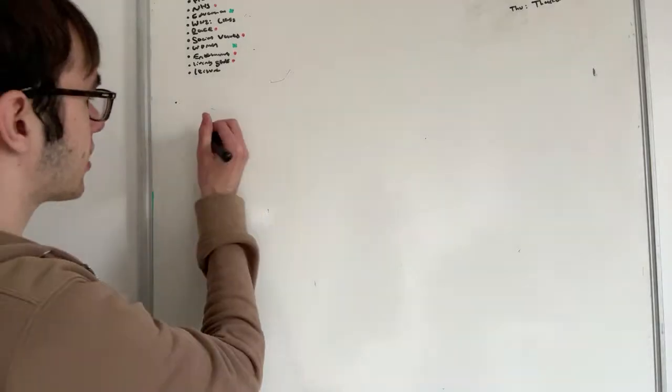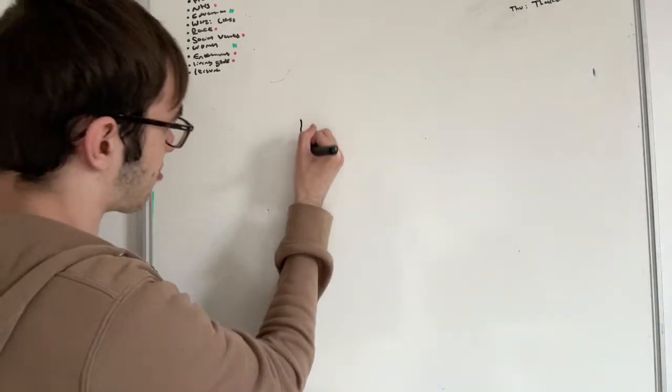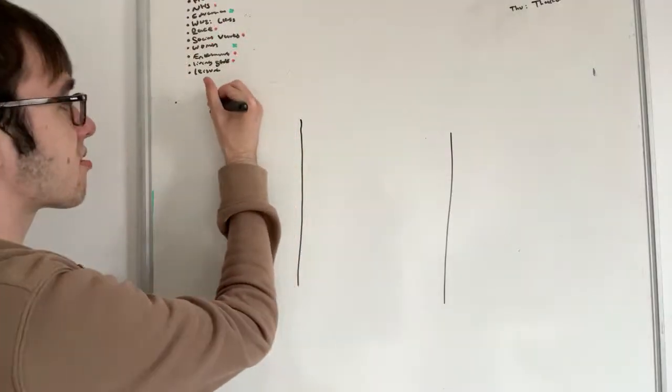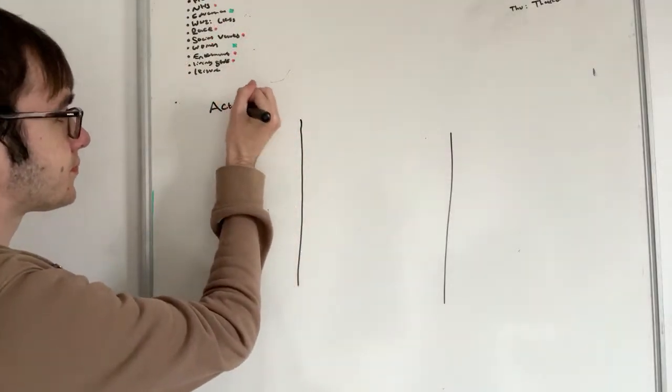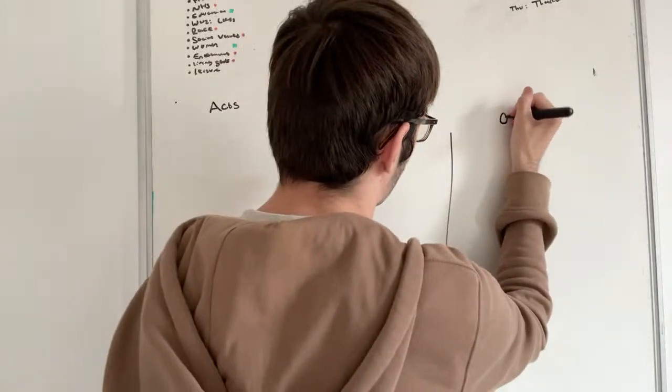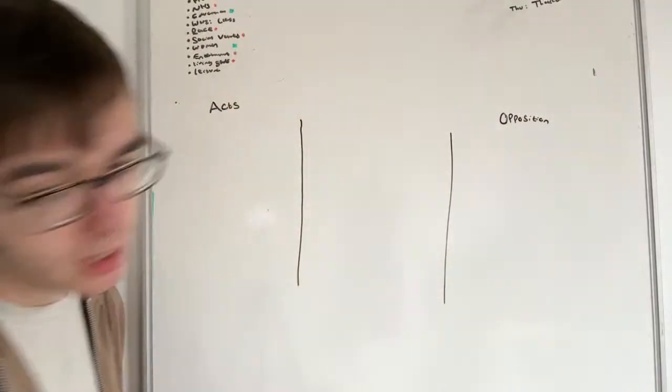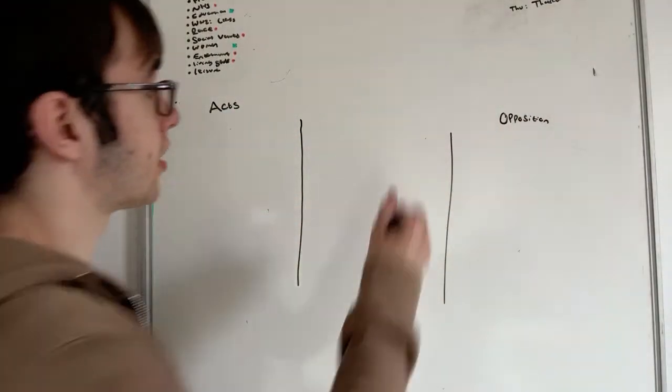So, let's quickly go over the liberal society. This is going to be way easier. It's acts, opposition, and also just general events.